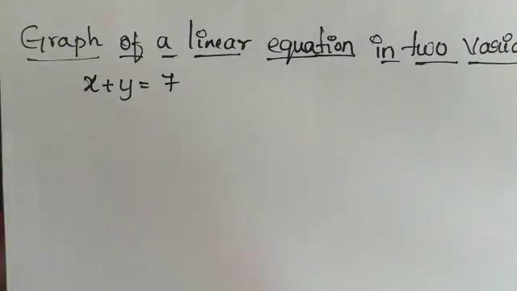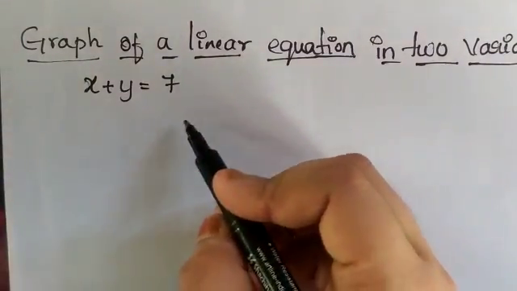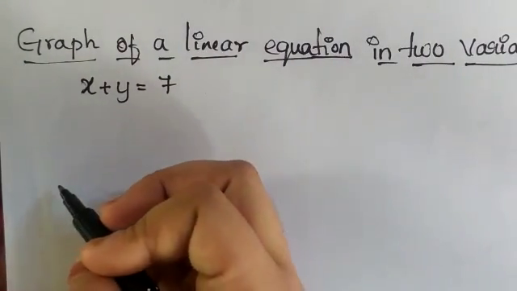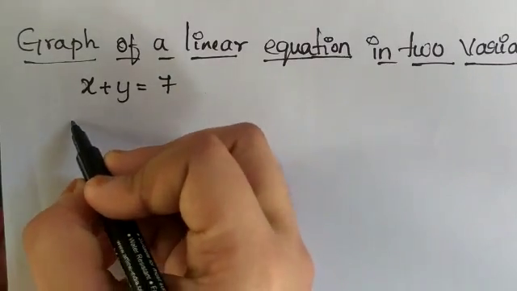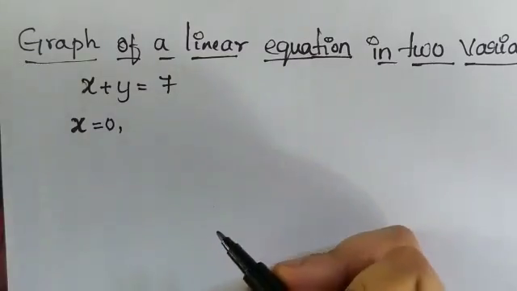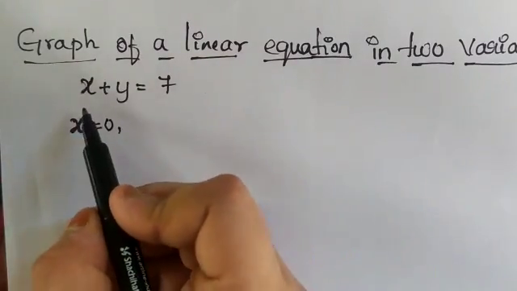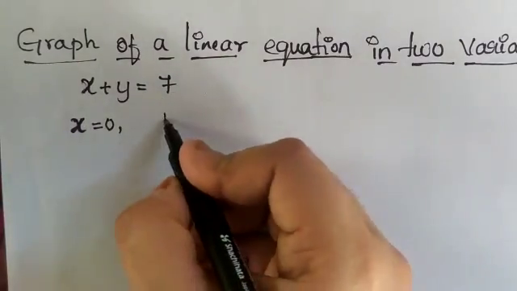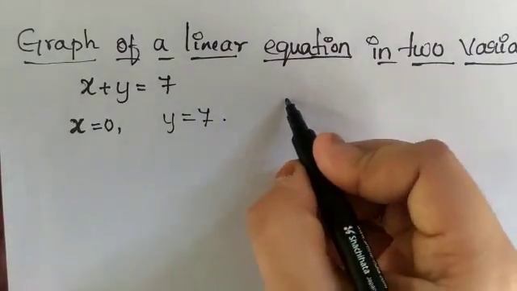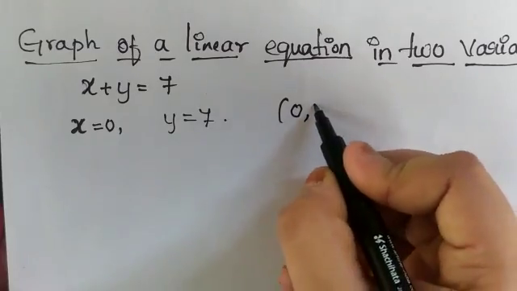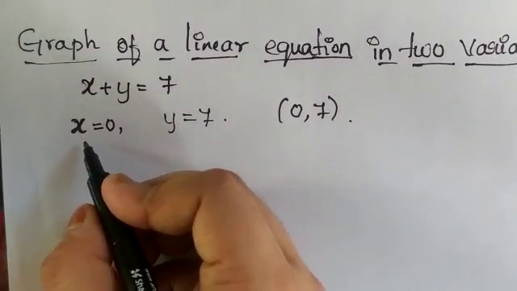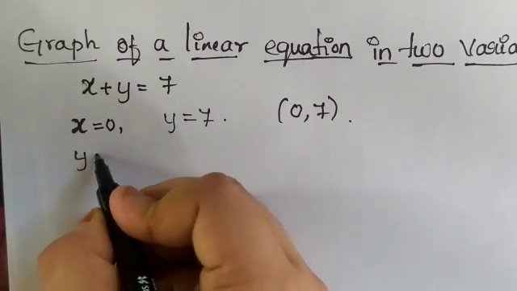Let me consider one example, x plus y is equal to 7. In this case, we have to find the solutions. For that, let me first put x equals 0. When I put x equals 0, what will be the y value? The y value will become 7. This is one of the solutions. How are we going to write the solution? (0, 7).